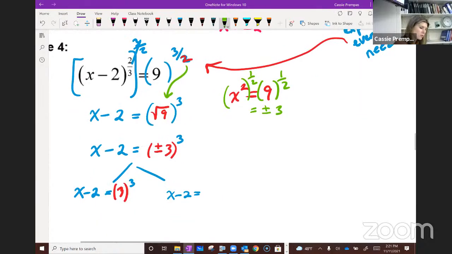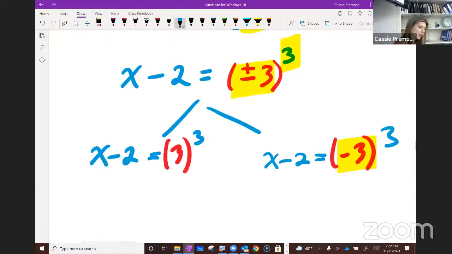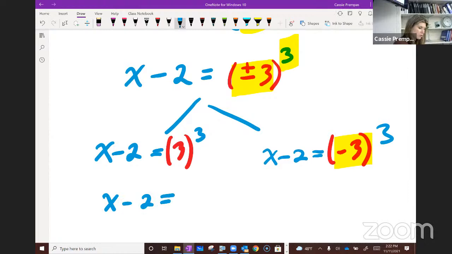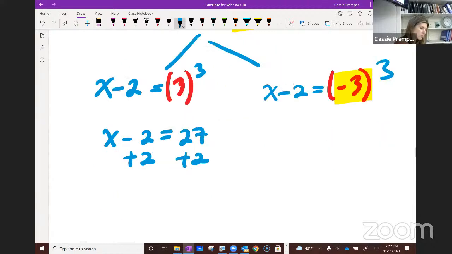Also, why are you keeping the 3? Oh, I'm not done. Would it just be plus or minus? What is the square root of 9? Below the square root. Yeah. So I need to now evaluate what is positive 3 cubed and what is negative 3 cubed. And what is positive 3 cubed? 27, good. And then we would add 2, and we get x is equal to 29.